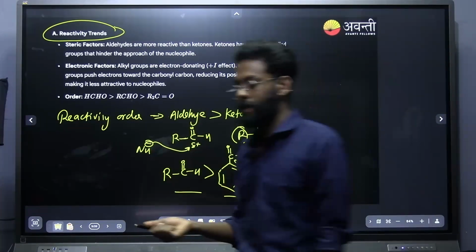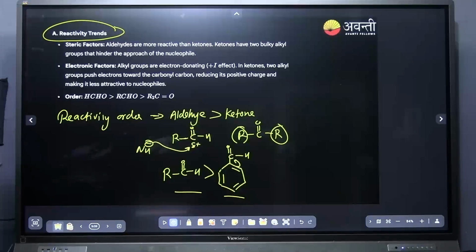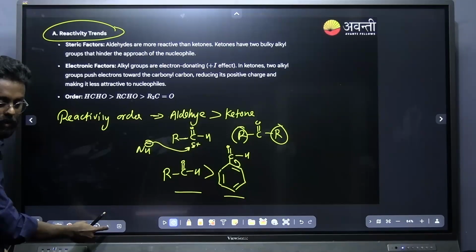Yes, I think I can move. I can move into the first nucleophilic addition reaction. Shall I move, students? Are you ready? All done? Everyone noted the point? Yes. Shall I click here?